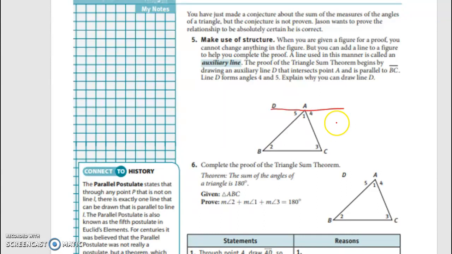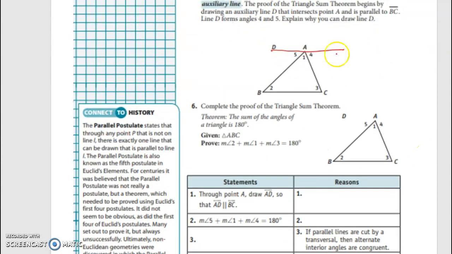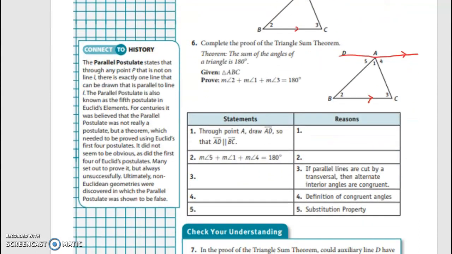Line D, actually this would be segment D, in order to create this two-column proof. Okay, so I just drew my line D going through point A, intersecting at point A, and it's parallel to BC. So that's what I drew. So I'm going to add it to my proof down here. You should be doing so as well in your book. So line D is parallel to segment BC.